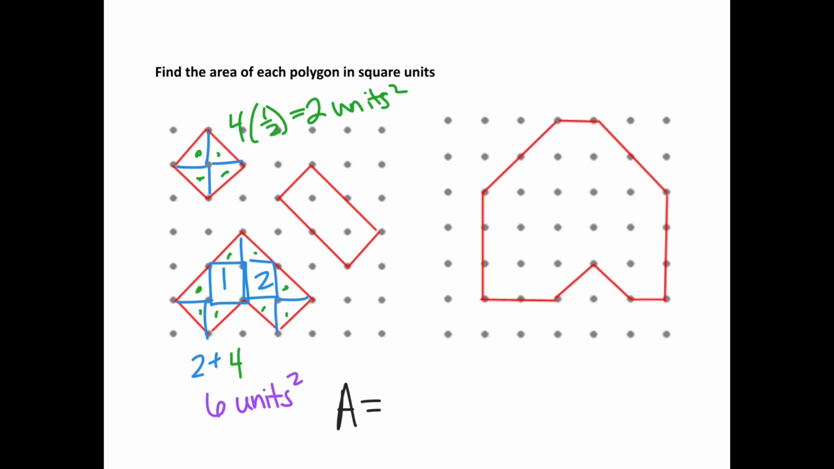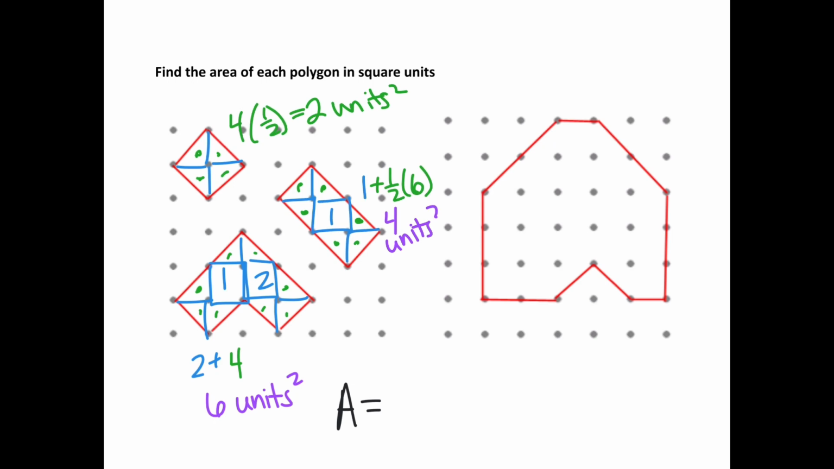We can do the same thing with this last one here. There's only one nice whole, so one whole. But then if I continue to break down into halves, 1, 2, 3, 4, 5, 6, there are 6 halves, so 1 plus 3 is going to be 4 units squared.